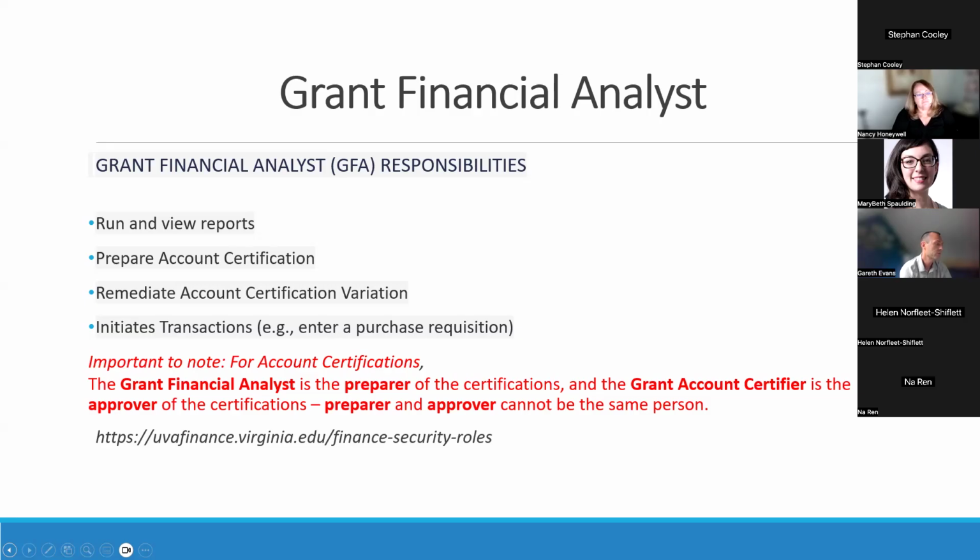And then an important thing to note here is that for the account certs, the grant financial analyst is the preparer of the certification, so the grant account certifier can't be the same person as the grant financial analyst, because the prior role is the preparer and the latter role is the approver. So the preparer and approver obviously can't be the same person. And then we put a web link in there.